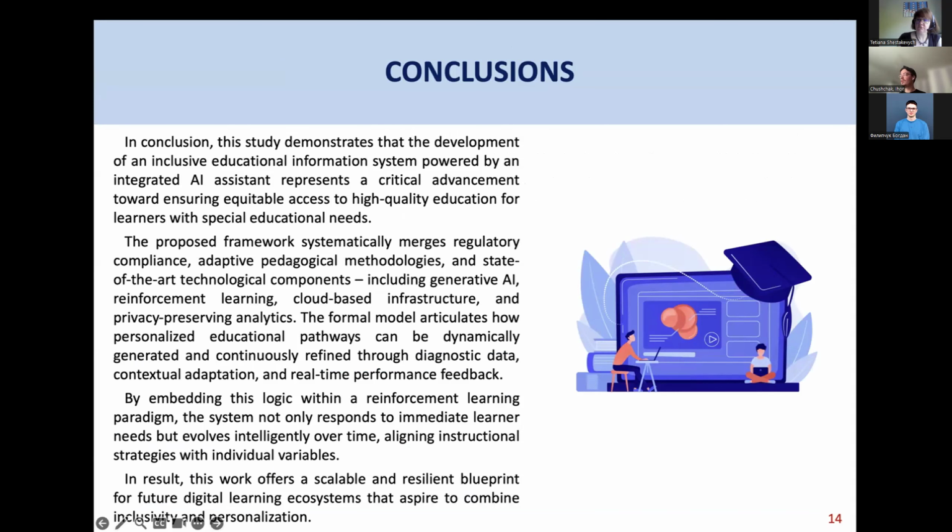The proposed framework integrates regulatory compliance, adaptive pedagogy, and cutting-edge technologies such as generative AI, reinforcement learning, cloud infrastructure, and privacy-preserving analytics. Through these, educational pathways become fully personalized, continuously adapting in real time to diagnostic data, learning context, and ongoing performance feedback. By embedding these capabilities with the reinforcement learning paradigm, the system not only addresses immediate student needs, but also evolves intelligently, aligning instructional strategies with individual learning profiles.